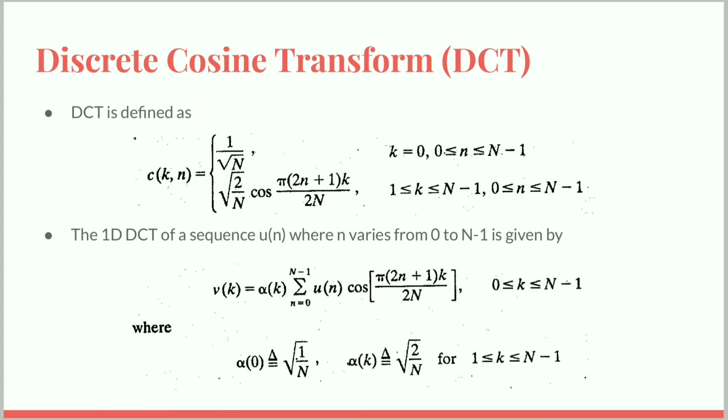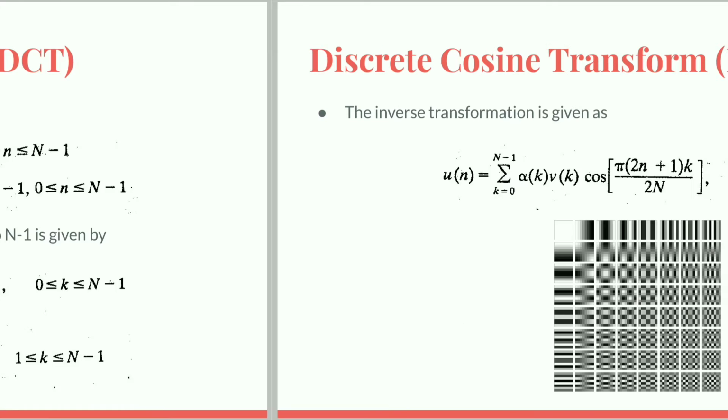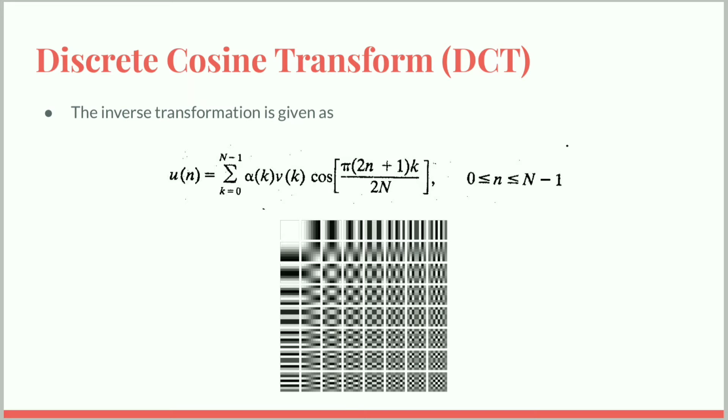and n minus 1. The one-dimensional DCT of a sequence u of n is given by v of k, which is calculated with the help of a parameter alpha of k, where the value of alpha of 0 is equivalent to root of 1 by n and the value of alpha of k is equivalent to root of 2 by n. The inverse transformation, that is u of n, is calculated again using the equation given here. Summation over k from 0 to n minus 1 alpha of k into v of k into cos of pi into (2n plus 1) into k by 2n.